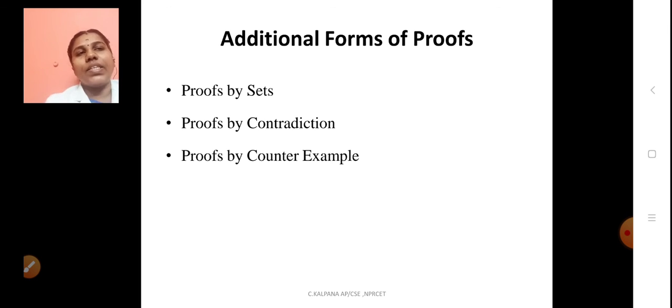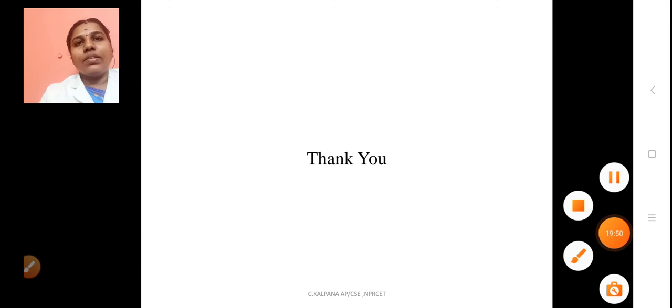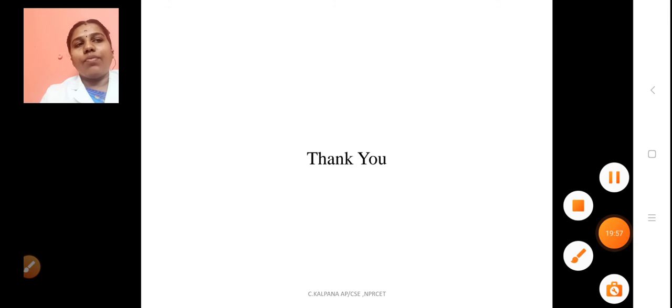So in this class we discussed the concepts of automata and finite automata, basic terminologies of automata, introduction to formal proof. There are two types, deductive proof and inductive proof, a basic inductive proof example problem, and then additional forms of proof. In the next class we will see the finite automata theory, and some examples of DFA and NFA problems. Thank you all.